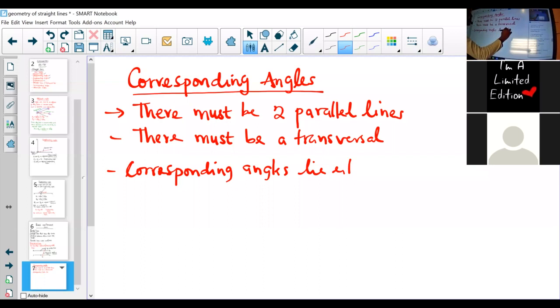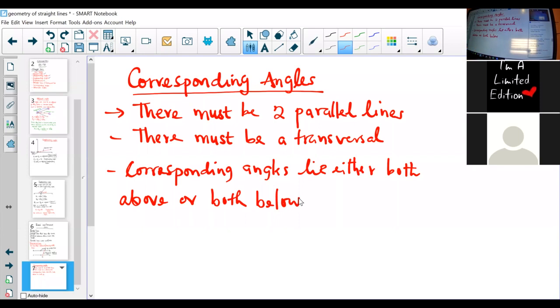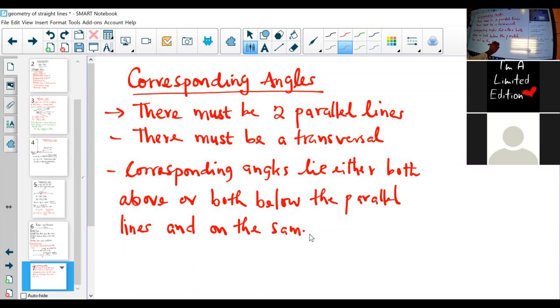Corresponding angles lie either both above or below. I'll show you what this whole sentence is all about. Both above or both below the parallel lines. Both above or both below the parallel lines, all right? And on the same side of your transversal line.